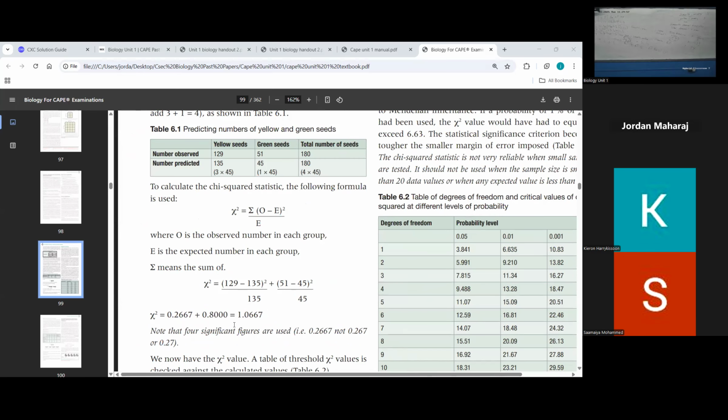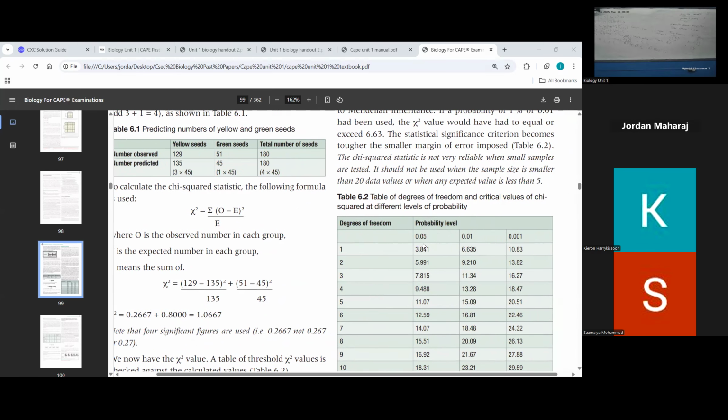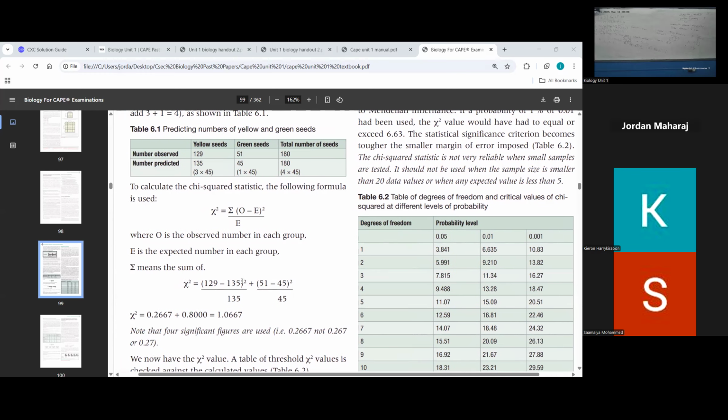Now, this chi-square value, you have to use it and compare with this table here. So you'd see it has two columns, degrees of freedom and probability level. Right? So the question would give you this. It would give you the probability level. So it would tell you if to look at 0.05, if to look at 0.01 or whatever. At the CAPE level, most of the time, they tell you all to refer to the 0.05 column. Right? The only thing that would be different is dependent on your degrees of freedom.